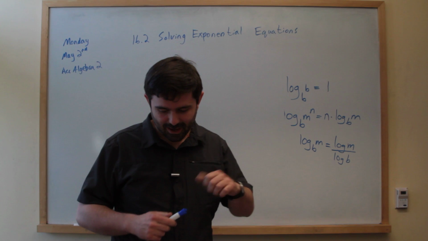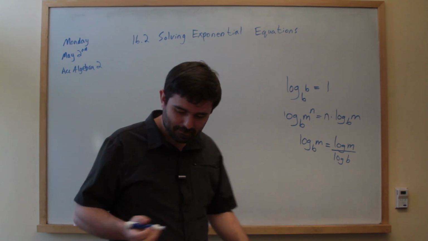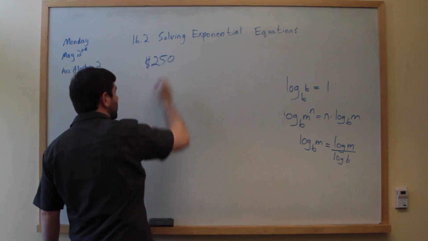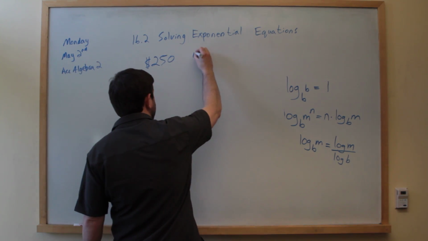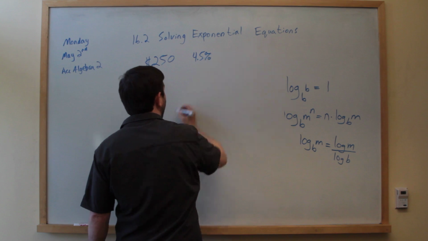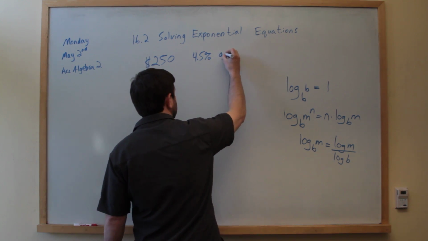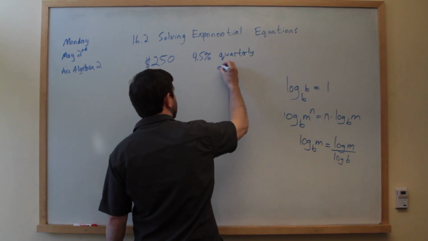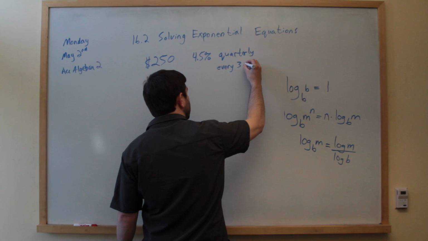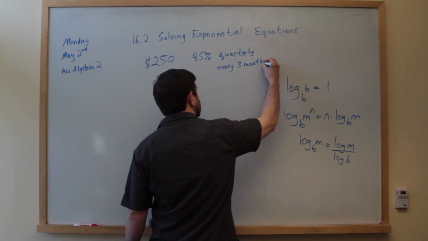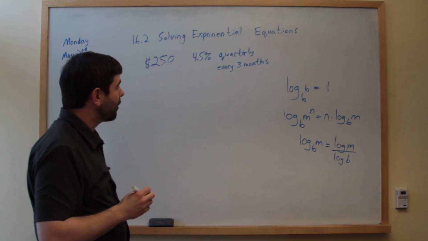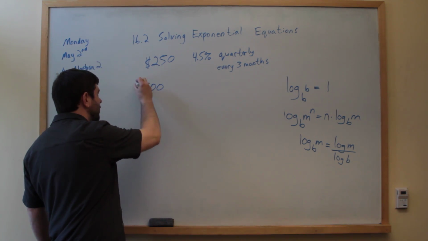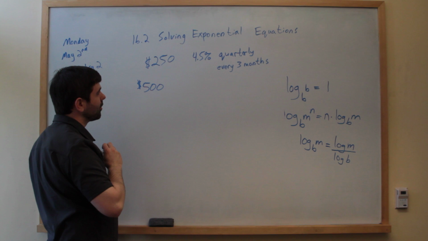Okay, so let's take a look at a story problem here. If you invest $250 at a rate of 4.5%, and this is quarterly, so this means every 3 months. How long is it going to take for this to be $500? For our amount to double?